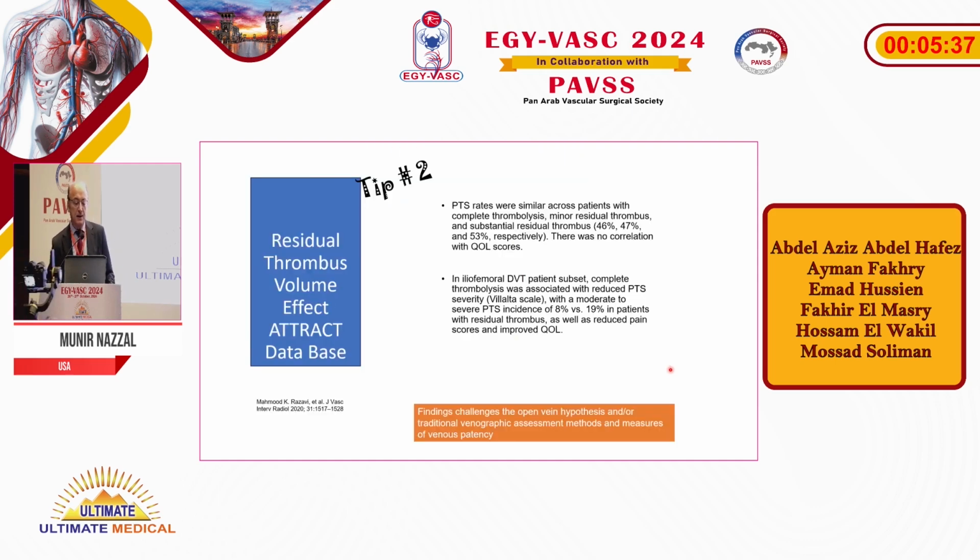The second thing, tip number 2: don't chase complete resolution of the clot, because in most of the studies there was no relationship between full resolution of the clot and the PTS. So achieve as much as you can, opening the blood flow and removing as much of the clot as you can, and especially if it is an iliofemoral area, make sure there is a good flow. That's what you need to do.